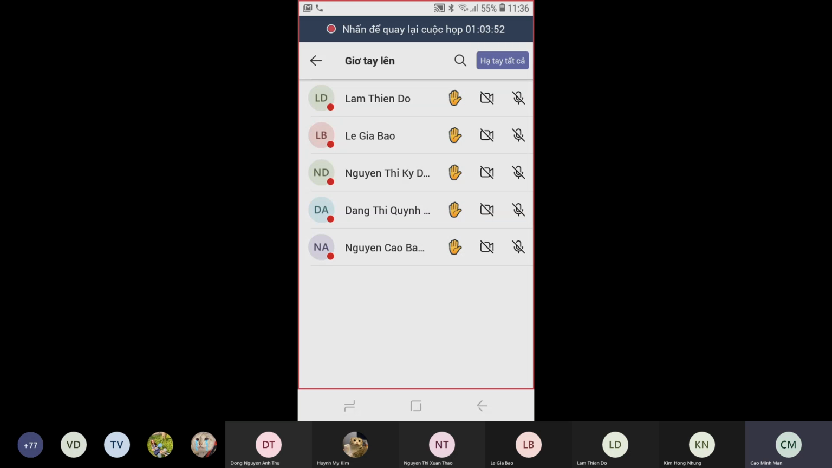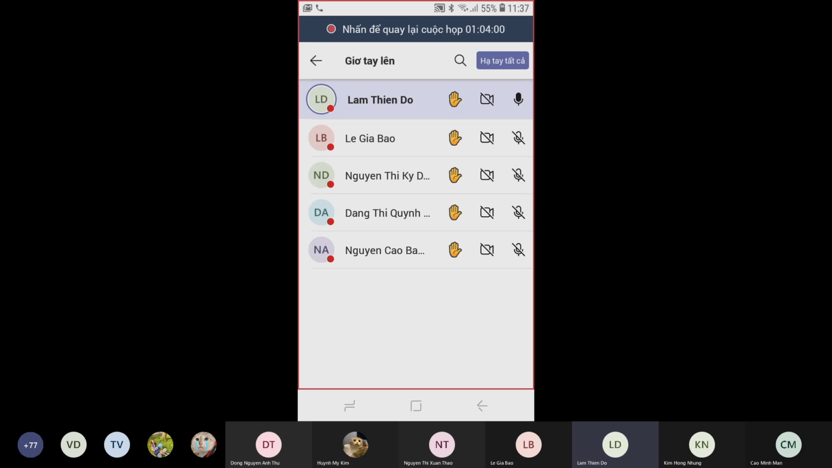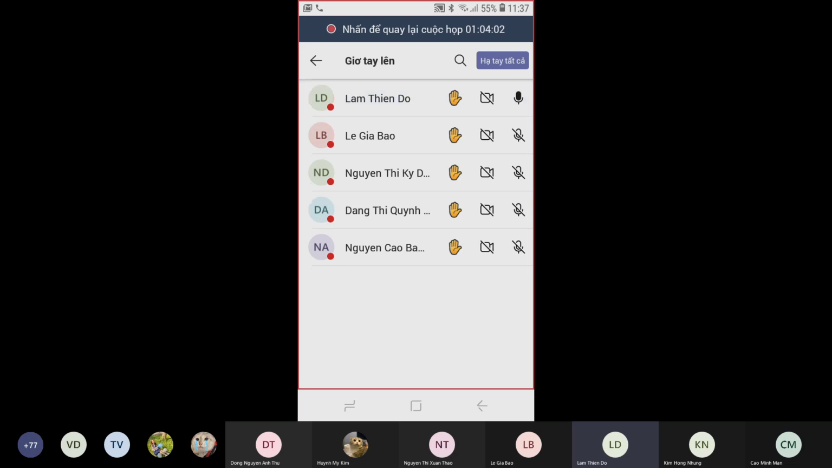Thiên Độ, which country has comparative advantage in producing wheat in our sample? I think it's the US, because 1 divided by 10 is smaller than 1 divided by 5. Thank you, Thiên Độ.